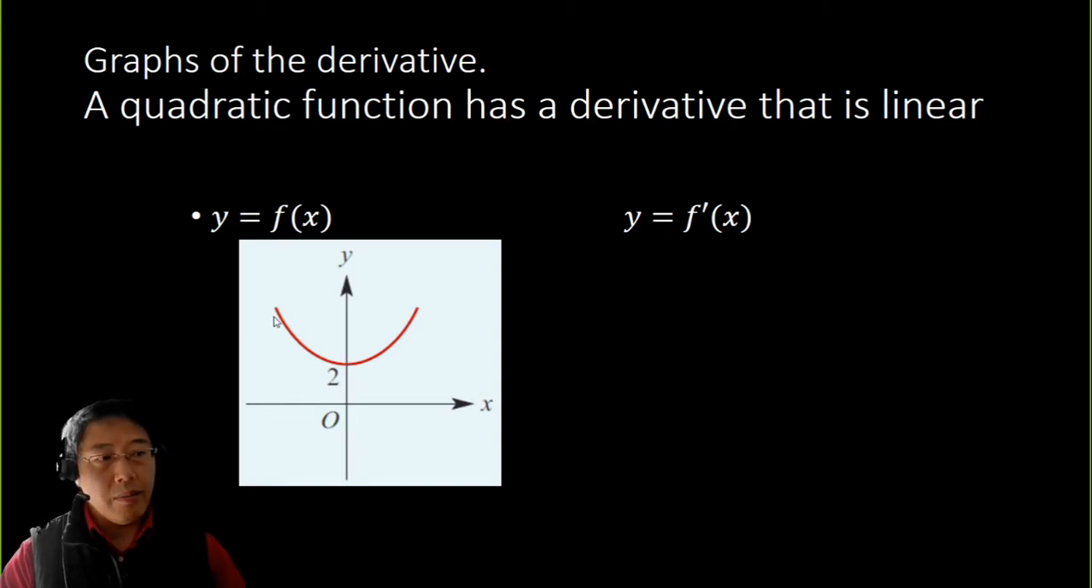Now, what is the gradient here at that turning point? Correct, it is 0. So just be mindful with that. So when you look at your turning point here, that tells you that the derivative, at that x equals 0, will go through the origin. It will be y equals 0.